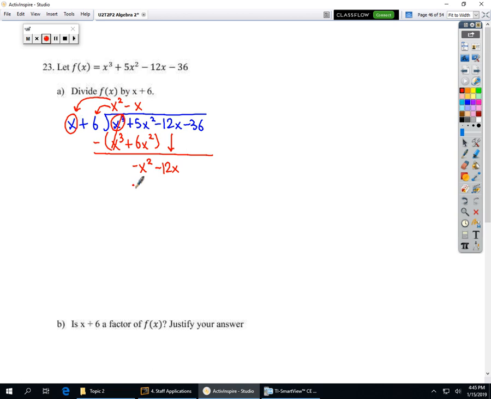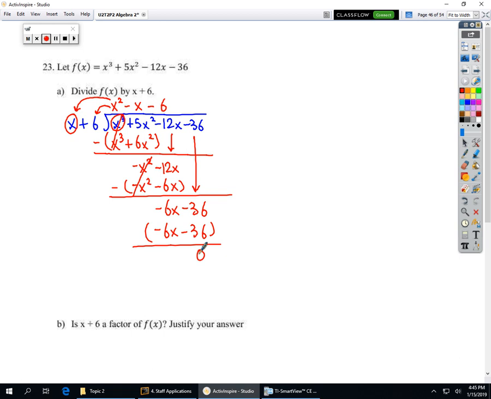x times negative x is negative x squared. Negative x times 6 is negative 6x. Subtract. These cancel. Negative 12 minus a negative is plus. Negative 12 plus 6 is negative 6x. Minus 36 comes down. What do I multiply to x to create a negative 6x? Simply a minus 6. Negative 6 times x is negative 6x. Negative 6 times 6 is negative 36. If I subtract these, that's gone.